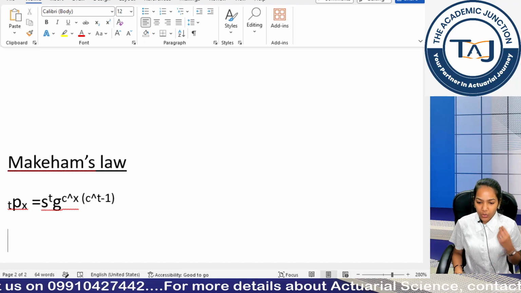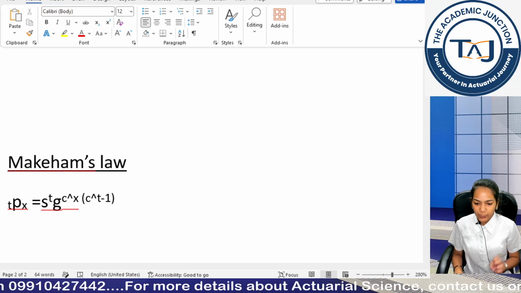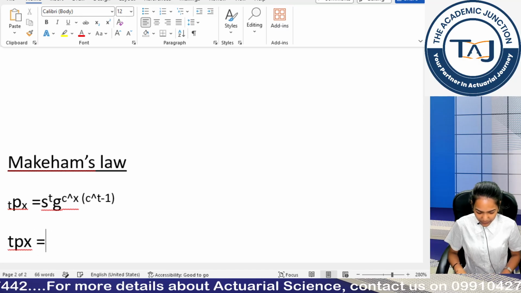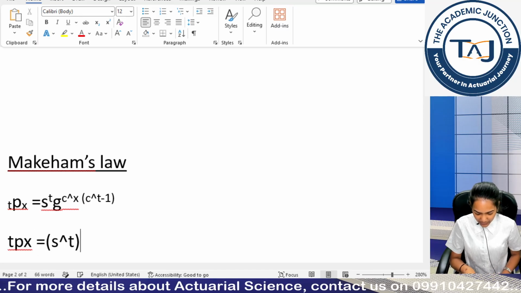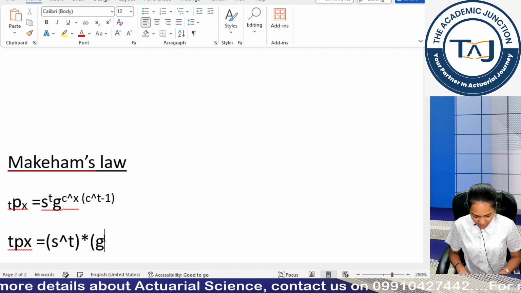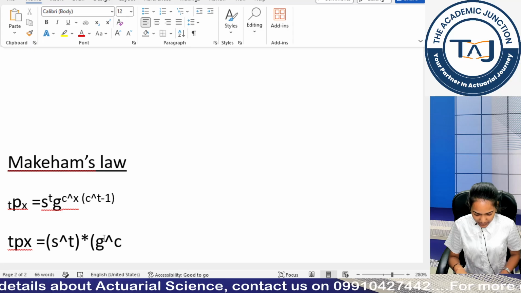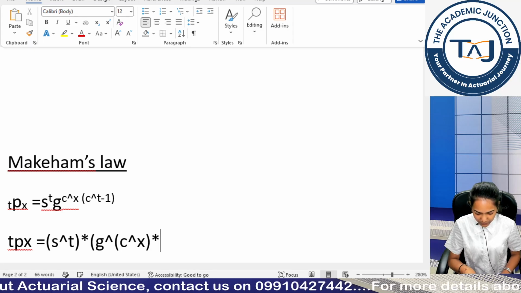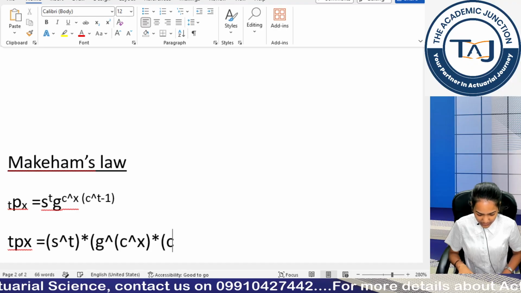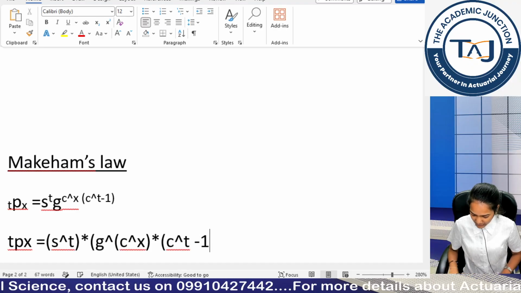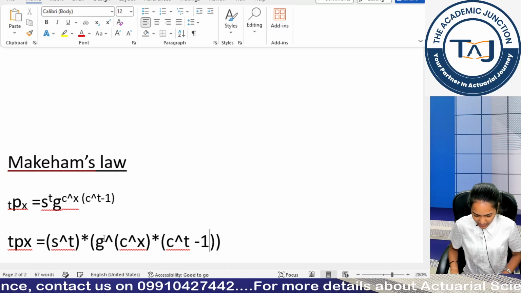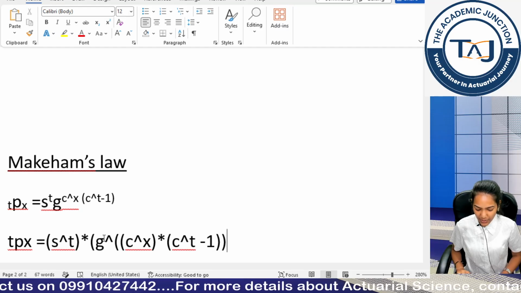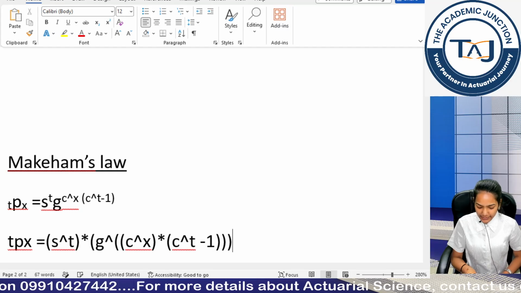If you are using no superscript and subscript, what will it be? tp_x is equal to, brackets I will use, s to the power t, brackets g to the power c. Again we have c to the power x here, and we have this c to the power t minus 1, brackets close. Again I will put one more bracket for signifying the power. Clear, guys? And this bracket is for g.